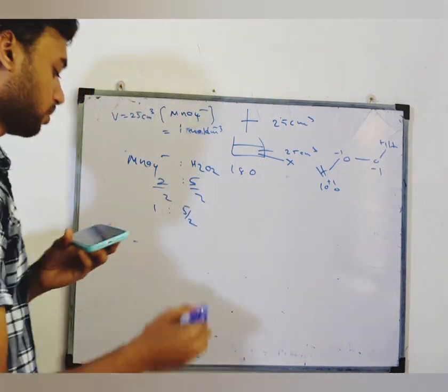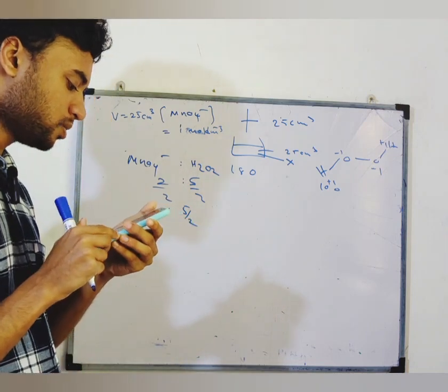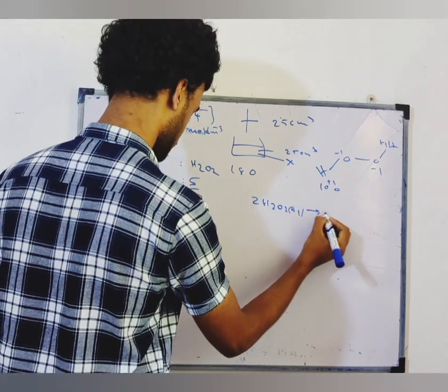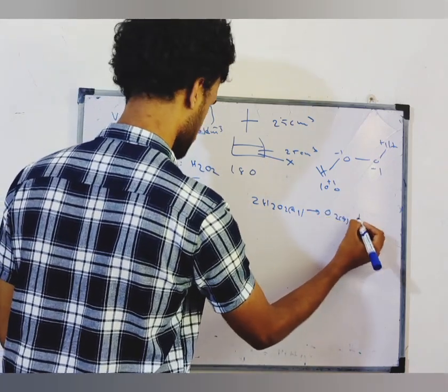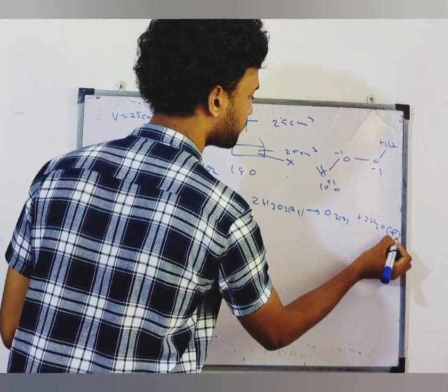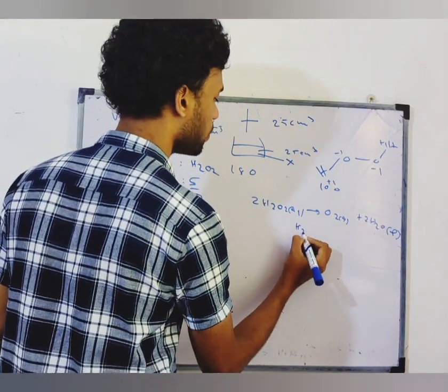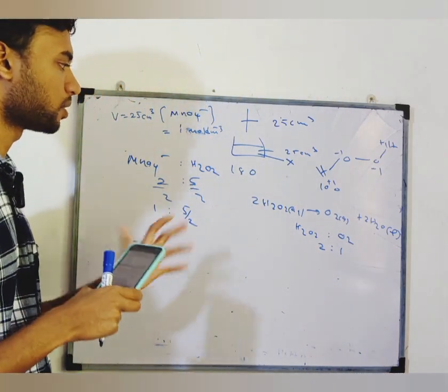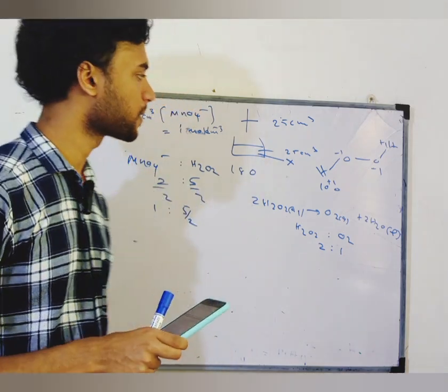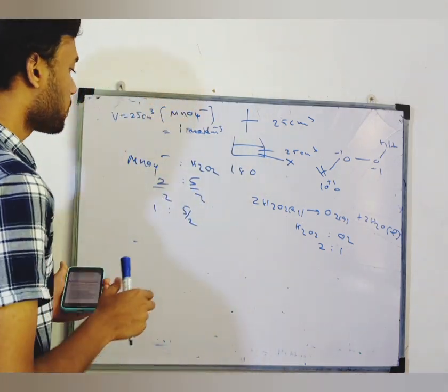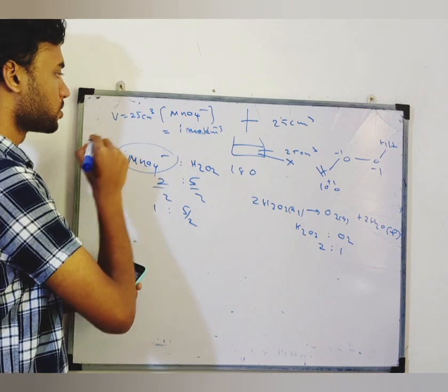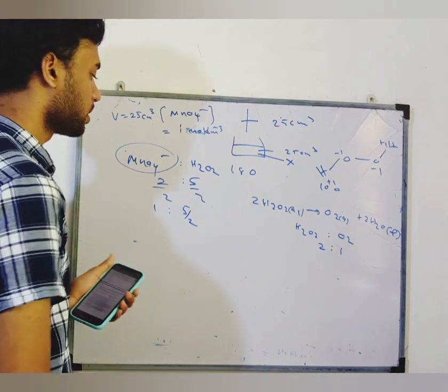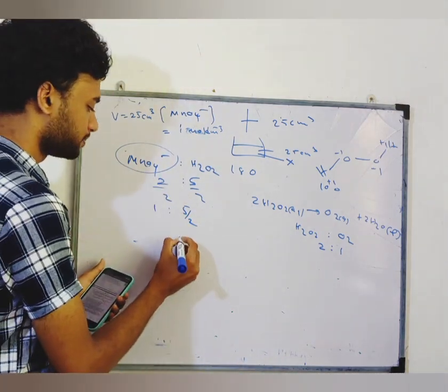Now listen, they mentioned this H2O2: 2H2O2 aqueous becomes O2 gas and 2H2O liquid, right? So H2O2 is to O2 as 2:1. These things are noted now. See the flow of the question. Now, if I know the MnO4⁻ moles, I can find the H2O2 moles. Let's see that.